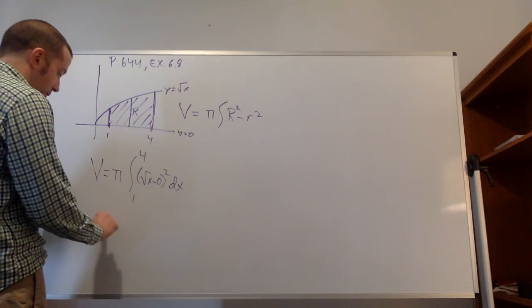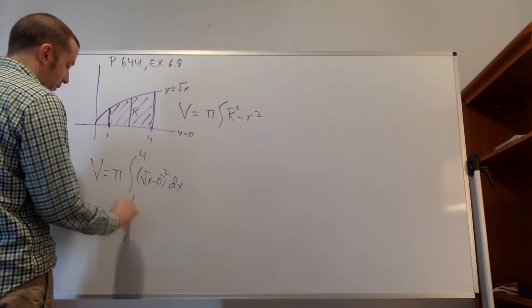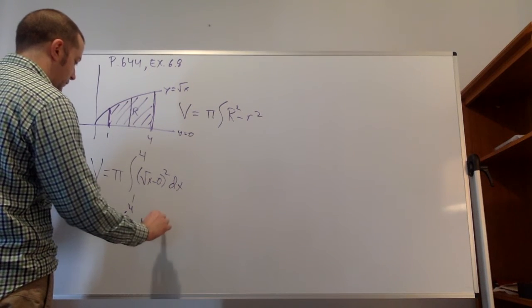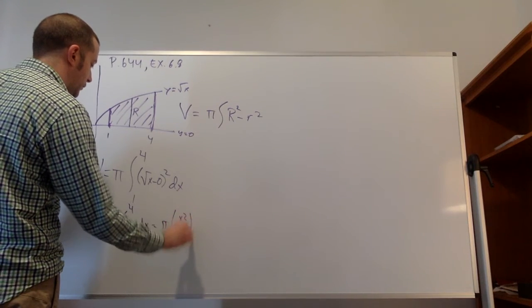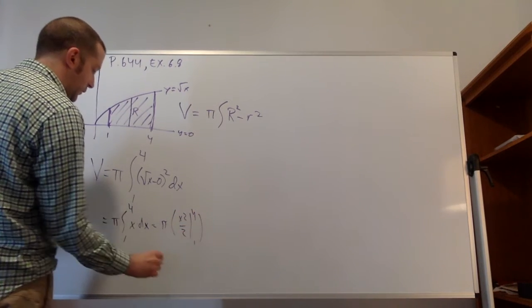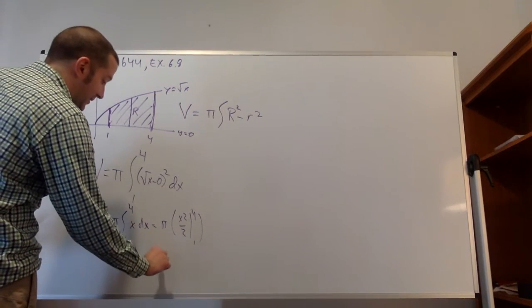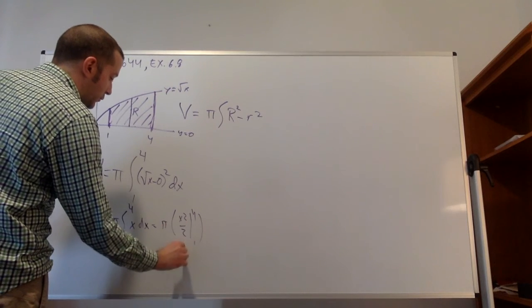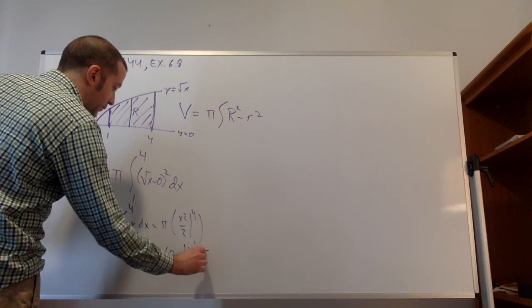So it's just that, and it's just pi. If I square root x, I get x, dx. So that's pi times x squared over 2, running from 1 to 4, which is 4 squared is 16 over 2 is 8, and then 1 squared is 1 over 2. That's 15 pi over 2, I think.